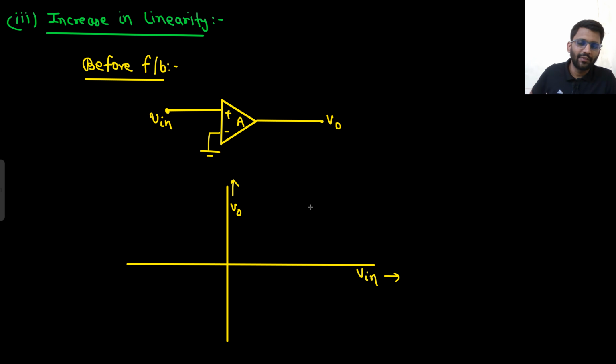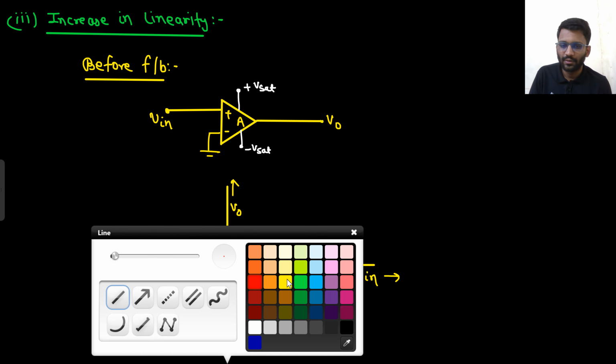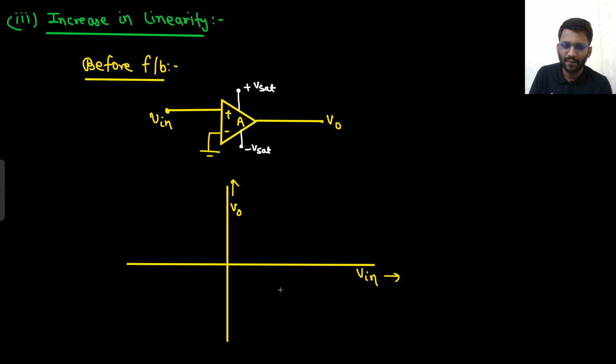This is the op-amp. This is V0 versus Vin. Tell me how will the characteristics go? I will show plus V sat and minus V sat. So how will the characteristics go? If Vin is positive, what will happen? The output will increase to a certain voltage only. And if Vin is negative, your output will decrease to a certain voltage only. After that, it will be saturated.